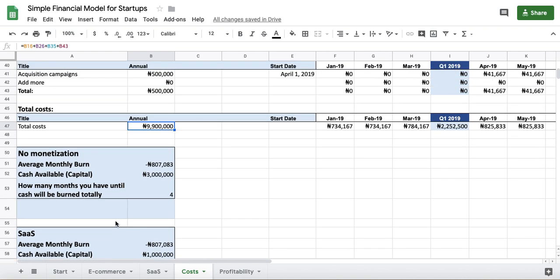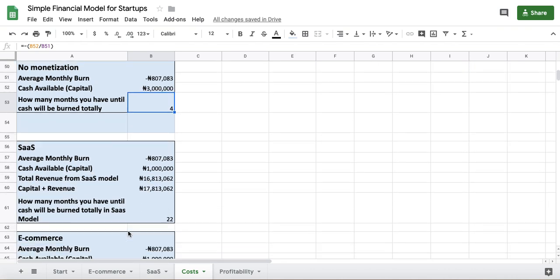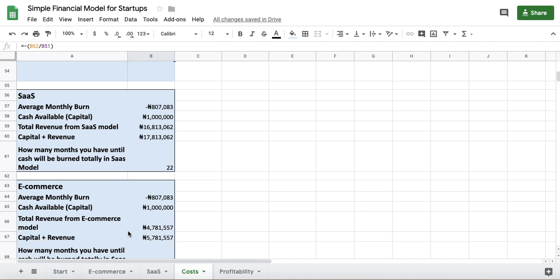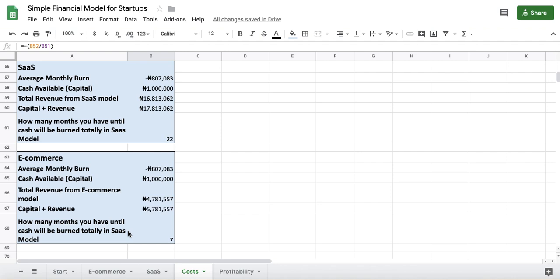So if you do not have any monetization, which means you're not selling anything, you're not collecting money from your customers in any way, this is how much you are going to need to spend on a monthly basis. If you are going to put in capital, this number here is your burn rate. This is how many months it will take for that money to finish. And this is if you're actually going to be charging people for software as a service. This is going to be for e-commerce. So you can just take a look at those numbers and see how long you'll have until the money finishes.